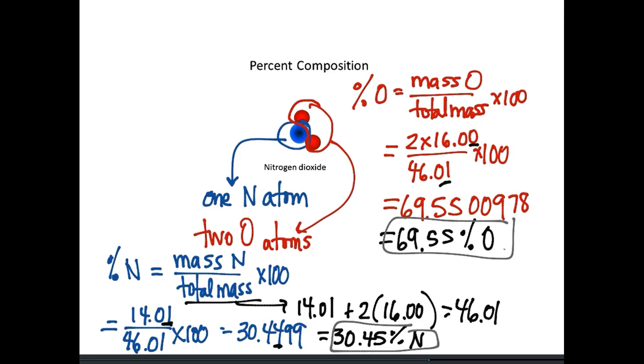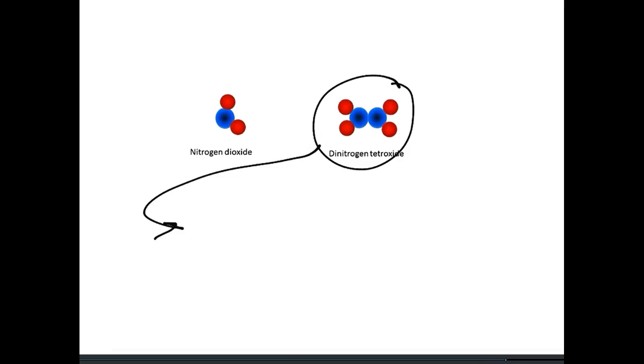And again, you can verify that with the other way: 100 minus 30.45 still gives you 69.55. You can do one way and then verify with the other method.